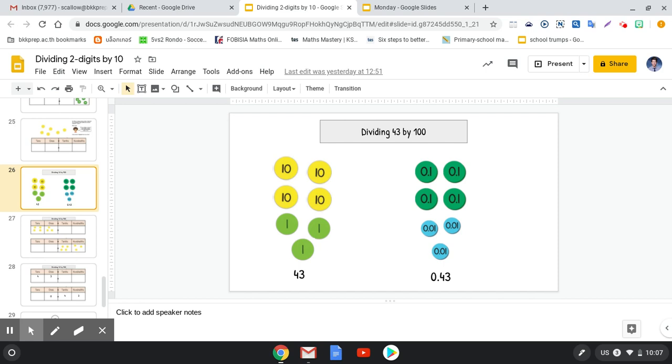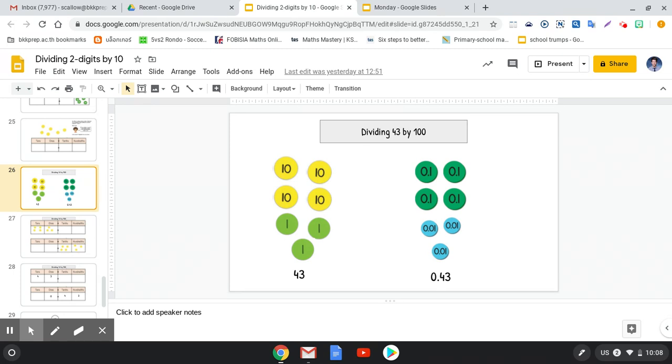So today we're dividing by 100, and what that means is to make numbers 100 times smaller. So I'm going to show a few different ways of representing this to show a number getting 100 times smaller. I'm going to be dealing with the number 43. So I'm going to show 43 getting 100 times smaller. So here are my examples.